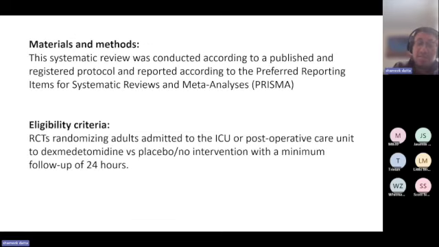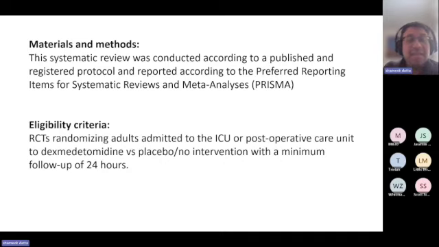Materials and methods. So this is a systematic review. It was conducted according to a published and registered protocol, and it was reported with the help of PRISMA, which is preferred reporting items for systematic reviews and meta-analysis. These are all well protocolized and well published from other previous work.